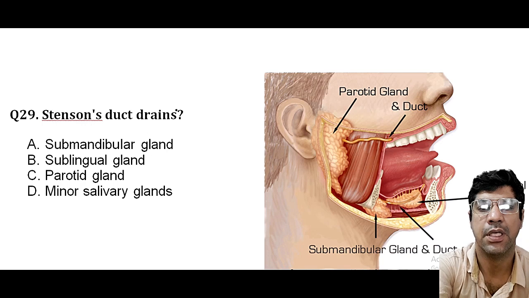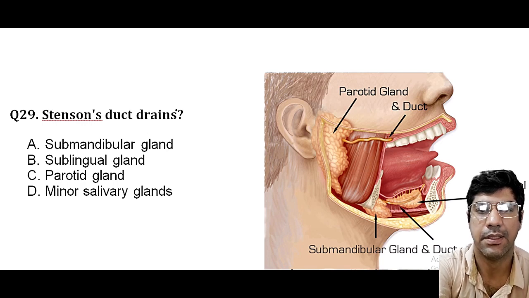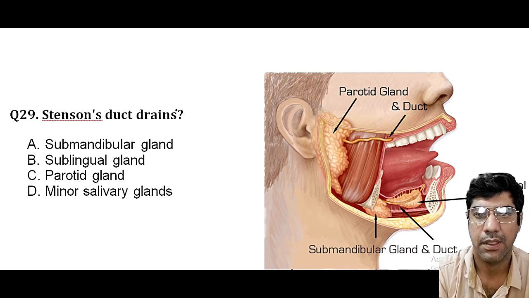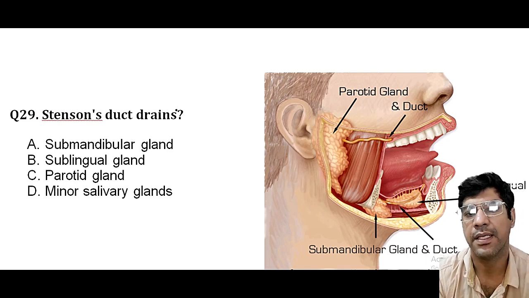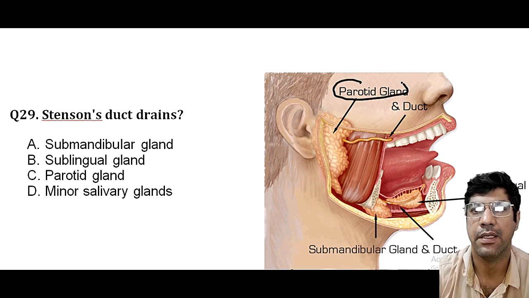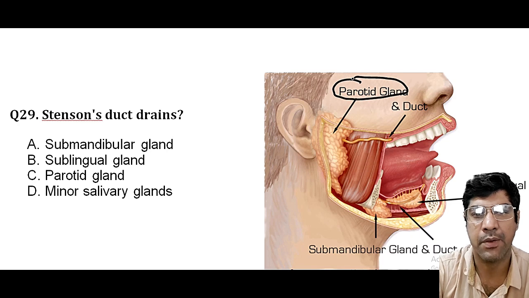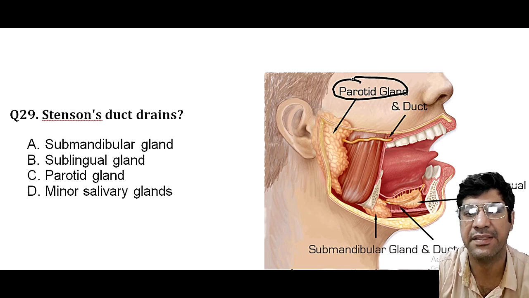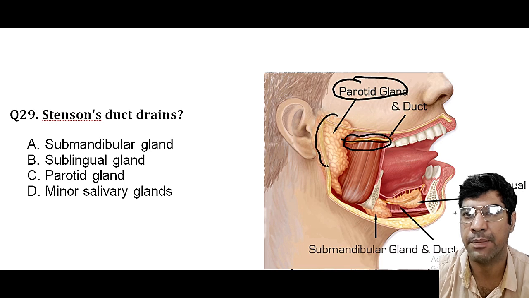Moving to the next question: the Stenson duct drains. Well, remember that the Stenson duct is the duct of the parotid gland. So what is the function of this Stenson duct? It is responsible for draining the saliva from the parotid gland into the oral cavity. This one is the duct and this one is the parotid gland.